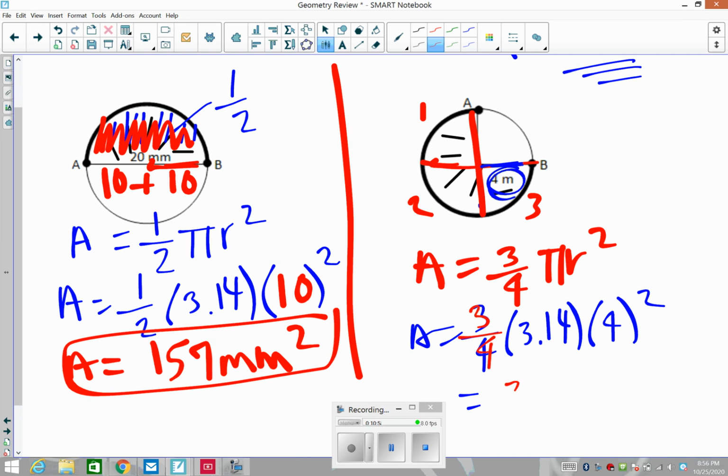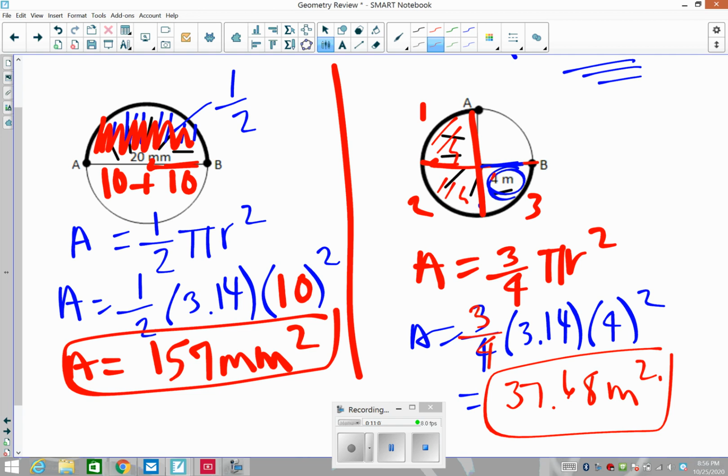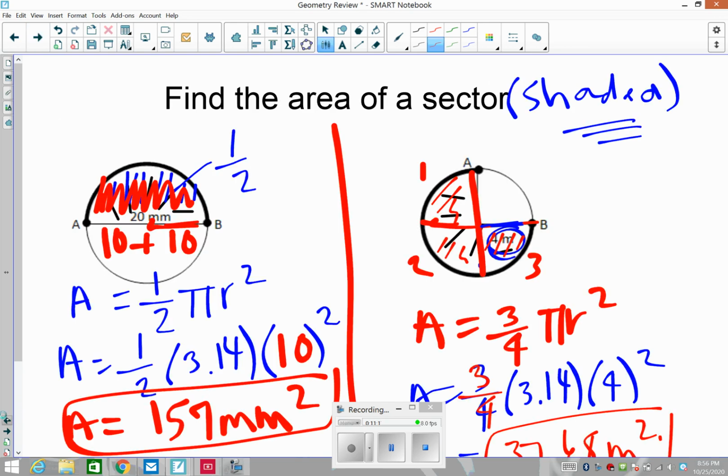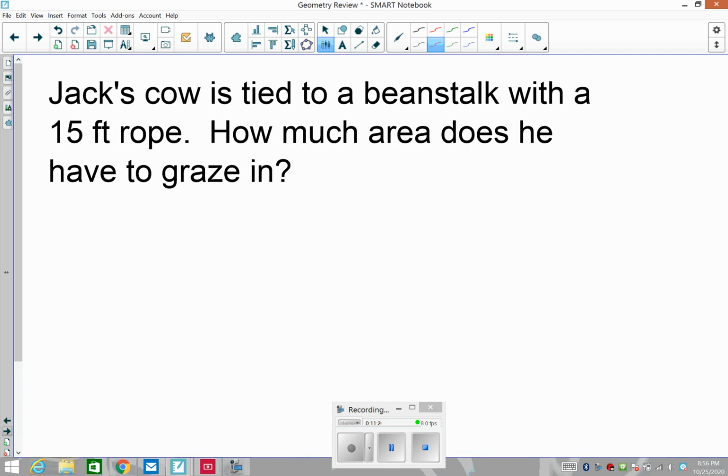So that gives you 37.68 meters squared. That is the area of 3/4 of the circle, that red area. So part of the area is called... what was I trying to say there? The area of the sector. There we go, that's the word.